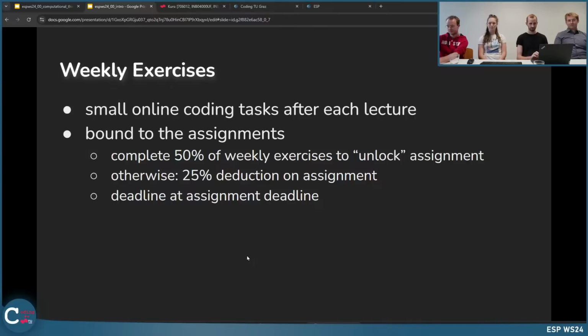I saw a question in the chat. Is it rather a straightforward assignment, or is it able to include things you like to include?